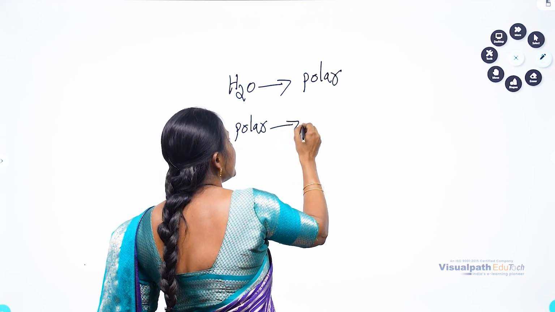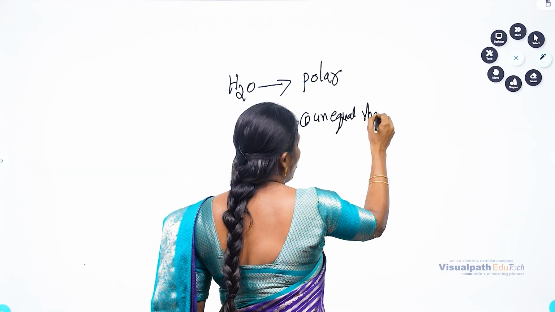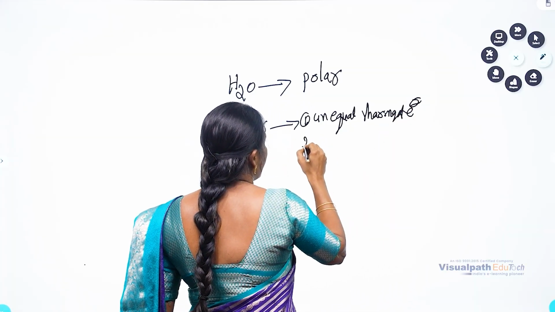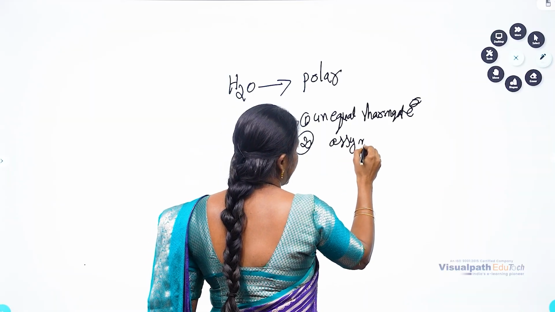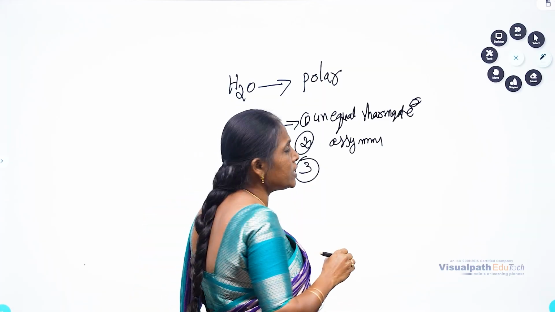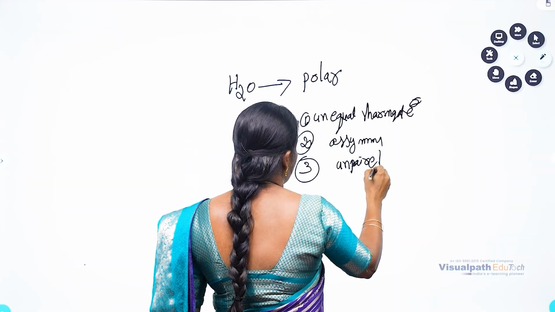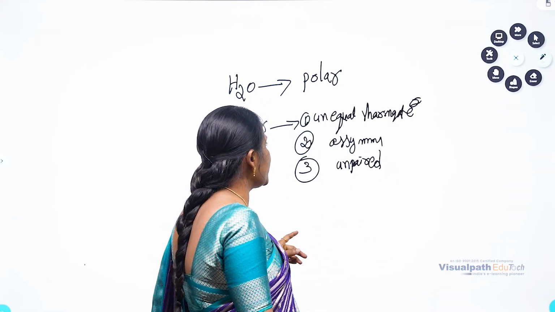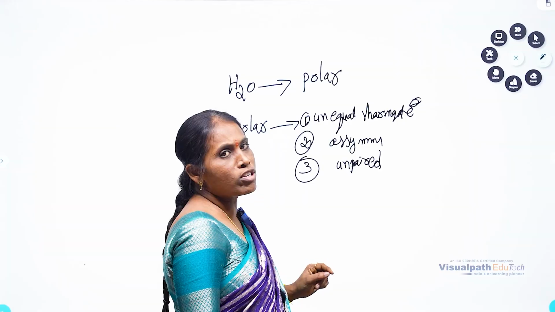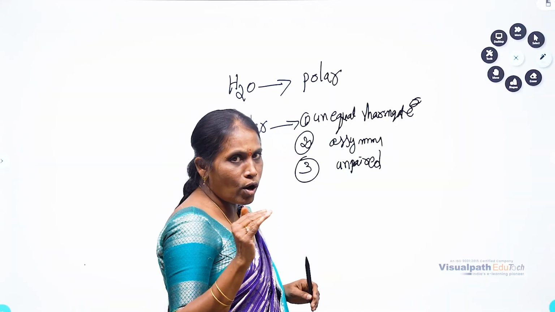And also, one is the unequal sharing of electrons, and next, these are asymmetrical. And next, the central atom has unpaired electrons. So polar means the molecule in which unequal sharing of electrons takes place, otherwise it is asymmetrical in shape and also has unpaired electrons. All these characters show that the molecule is polar in nature.